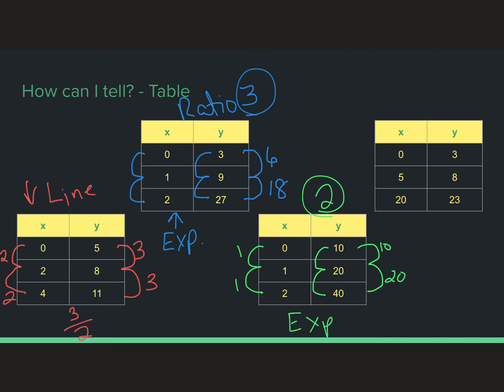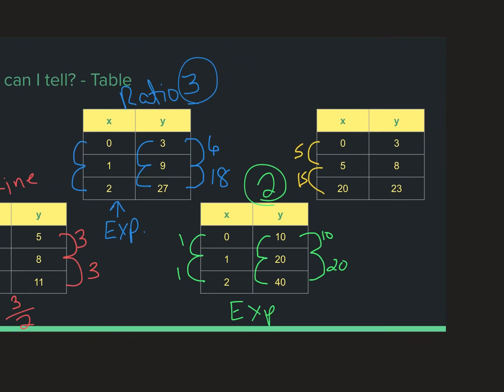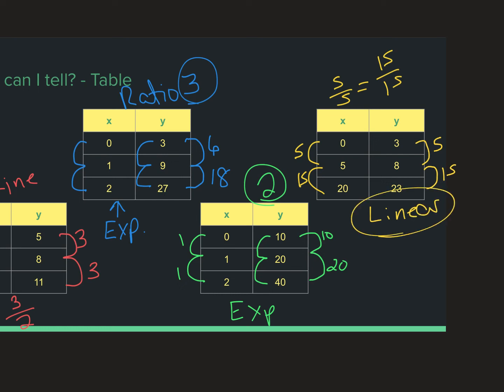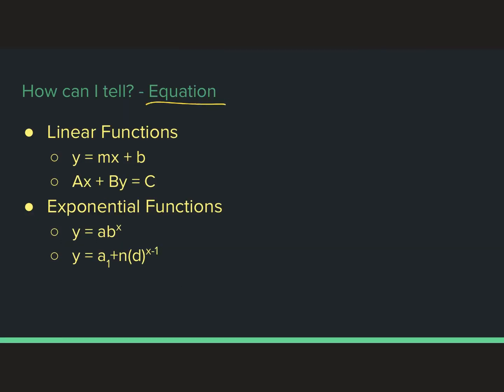Finally, let's look at this last one. Here I'm increasing by 5. And then I'm increasing by 15. What I need to watch is, here I'm increasing by 5. Here I'm increasing by 15. 5 over 5 equals 15 over 15. So this one is linear.